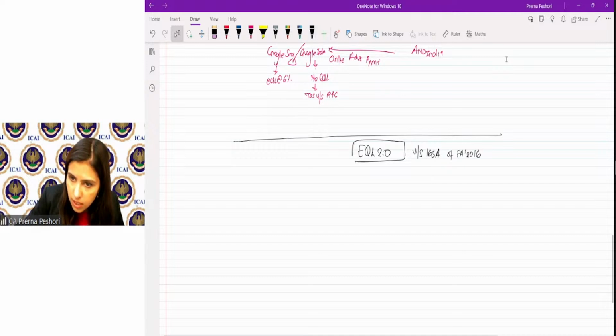in three situations: a person resident in India; second, a non-resident; and then a person who buys goods or services using an IP address located in India.